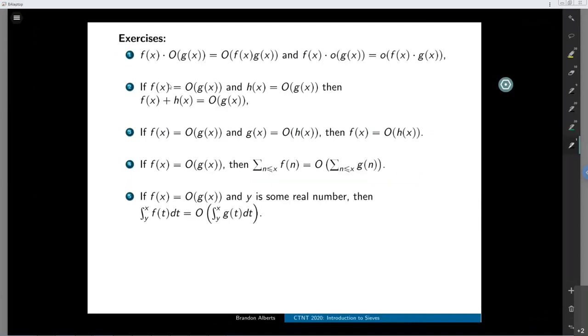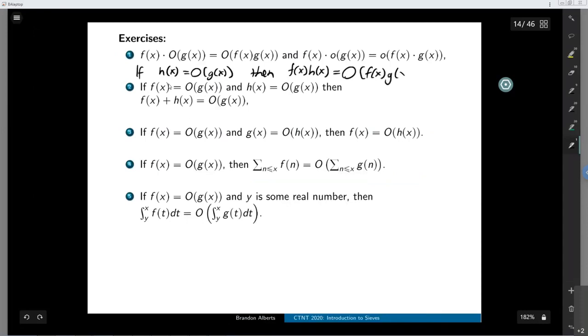So what this is asking, maybe I'll write it out in more detail. If you have a function h of x, which you know is big O of g of x, then you can show that f of x times h of x is big O of f of x times g of x. It sort of respects multiplication, similar to how an actual inequality works. If you have this big O relationship, you can multiply both sides by some function and it will still respect this big O relationship.